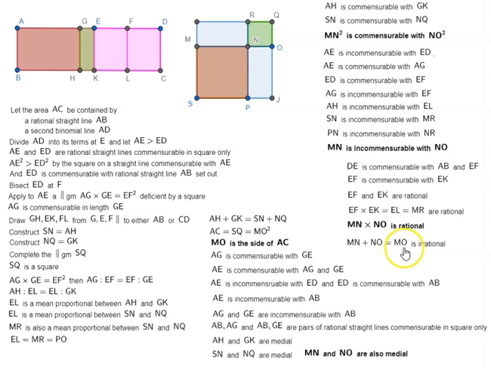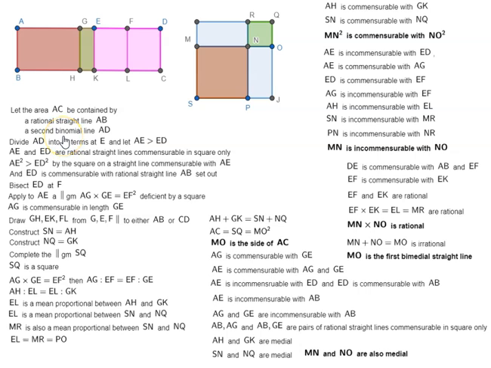MN plus NO is MO. That is going to be irrational. Why? Because MN is incommensurable with NO. So MO is irrational. So MO is the first bimedial straight line, which is what the proposition was saying.